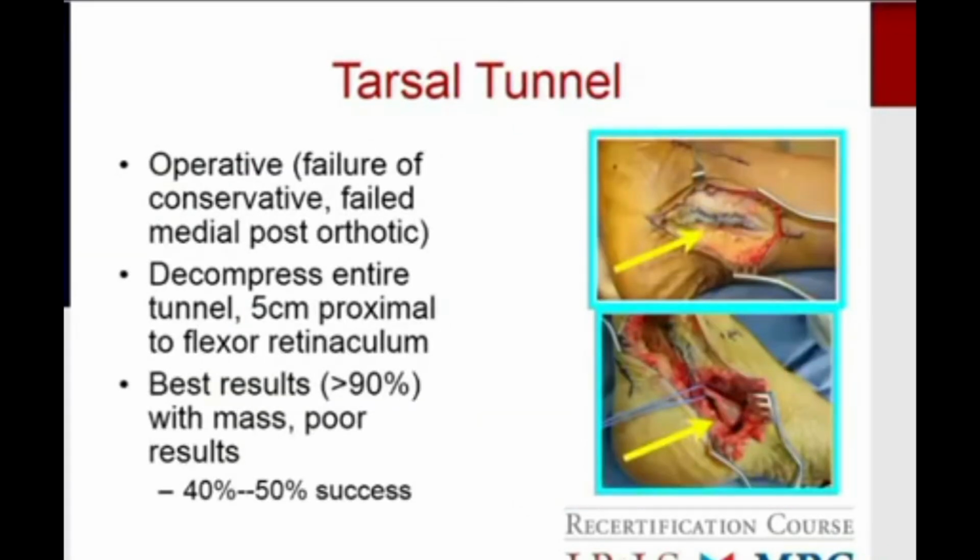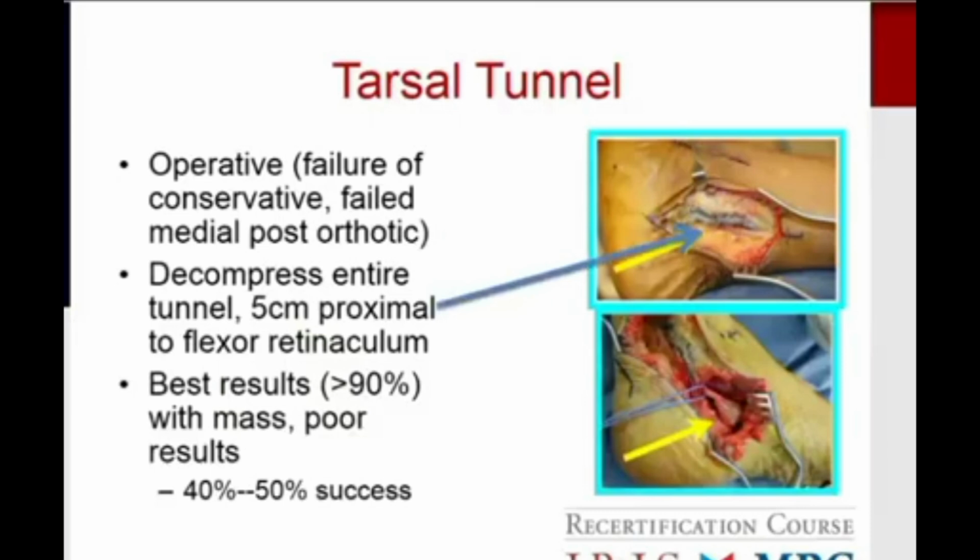They fail a medial post-orthotic. A lot of patients with tarsal tunnel have a bad valgus deformity, and that puts tension on that tibial nerve on the inside border of the foot. If we give them an orthotic, we try and decompress that region where the tibial nerve is under tension, but if that fails, they wind up getting a decompression, which you can see is through a long incision. It's not a very small incision.